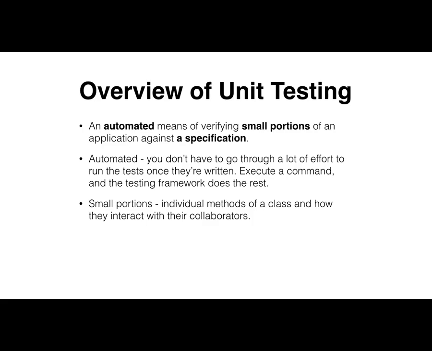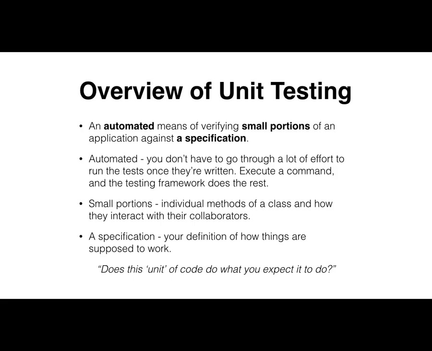Small portions, we're not looking to test the entire end-to-end of filling out a form, submitting it, plopping something in the database, and displaying information back to the user. There are other types of tests that are more appropriate for that. For unit testing, we really look at individual methods of a class and how they interact with all of their collaborators. And a specification, it's just your definition of how things work. If your definition is incorrect, your test will still pass, but the implementation will still not be correct. So essentially, does this unit of code do what it is expected to do?